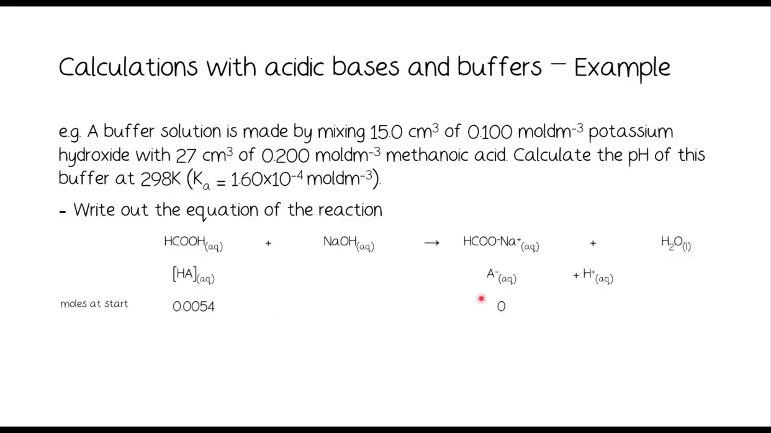Remember, at the start, there is no A- because the reaction has not yet happened. The potassium hydroxide and the methanoic acid have not yet reacted. Also, the acid is so far to the left in its dissociation that there pretty much isn't any. You then work out the moles at the end.